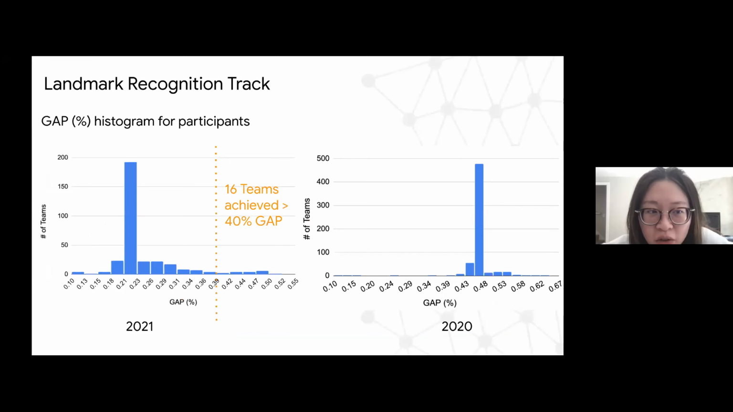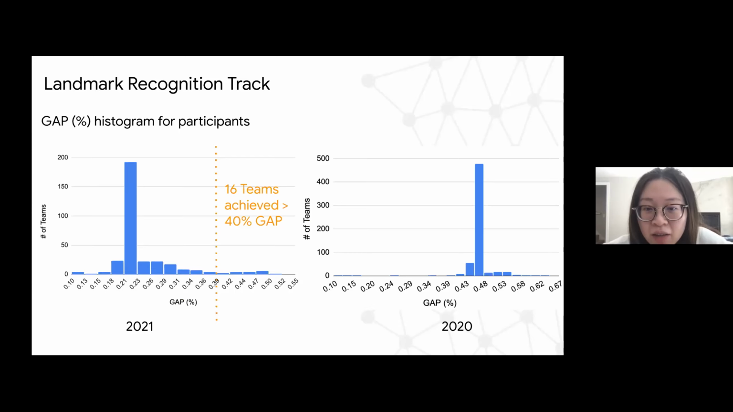So here is a histogram of the GAP score for all the participating teams this year compared with last year. So on the left side, we can see this year there is a big spike at around the GAP score of 0.22. So that comes from a popular kernel shared by one team and resubmitted by many other teams. But we can notice our winning teams were able to strongly distinguish themselves from the baseline by achieving a GAP score about twice as the baseline. And we see the top 16 teams achieved a GAP score over 40% here.